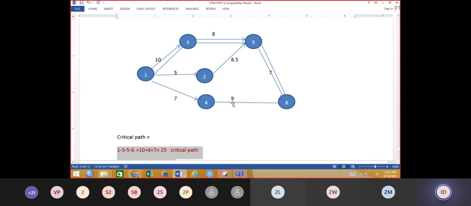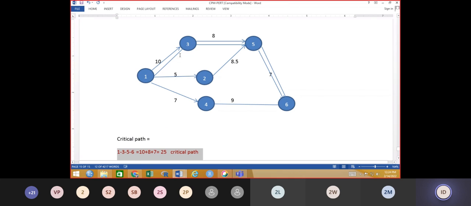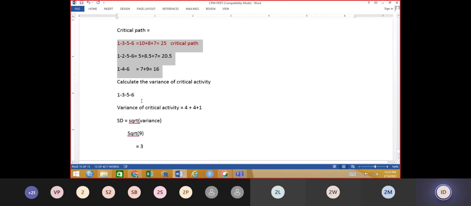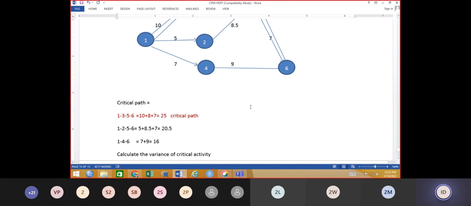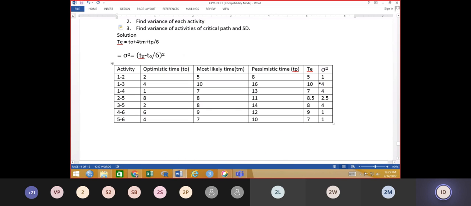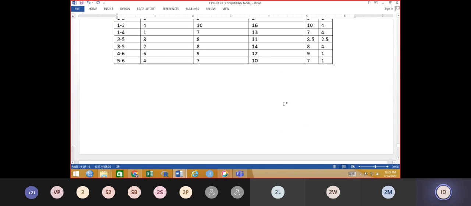What is the critical activity? The critical path activities 1 to 3, 3 to 5, and 5 to 6 are the critical activities. For the critical activities, the variance will be 4 plus 4 plus 1. So from where is the variance? The variance is here.